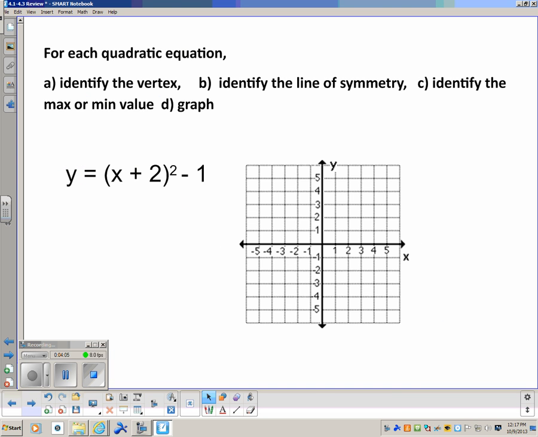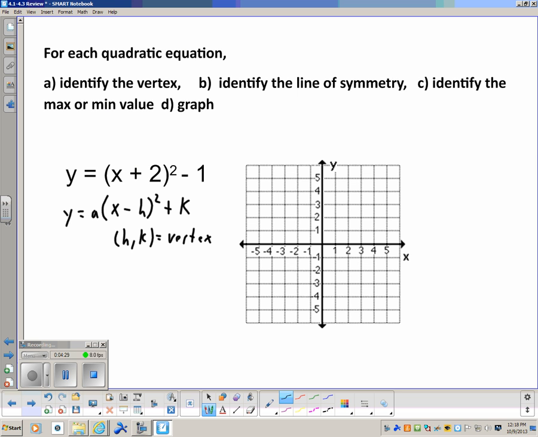So for each quadratic equation, we're supposed to identify the vertex, identify the line of symmetry, identify the min or max, and then graph it out. So for this one right here, if you remember how this form goes, it goes x minus h squared plus k. And then you can put the a value here in front if you want. And then the h, k here ends up being your vertex.